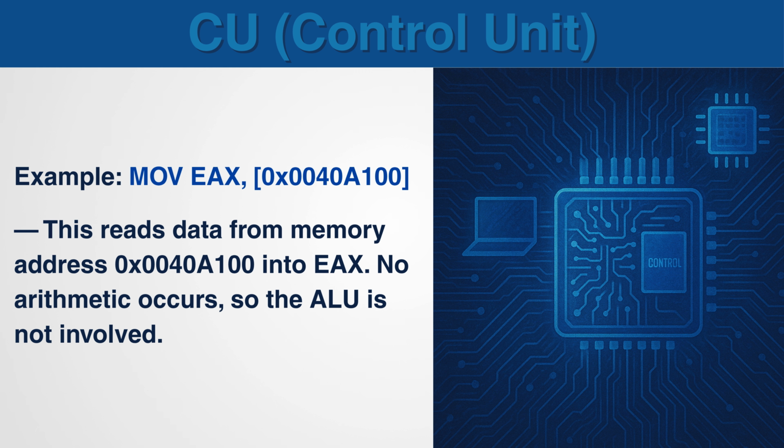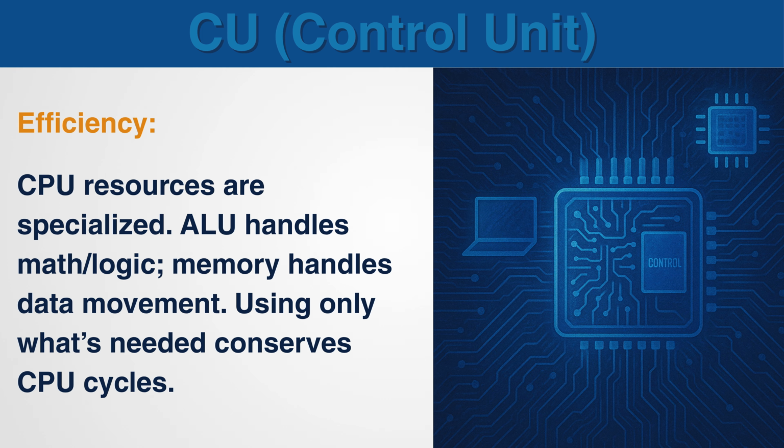The distinction matters for the purposes of improving efficiency. CPU resources are specialized, and the ALU handles that math and logic. Memory handles the data movement. So we're using only what's needed to conserve the CPU cycles.